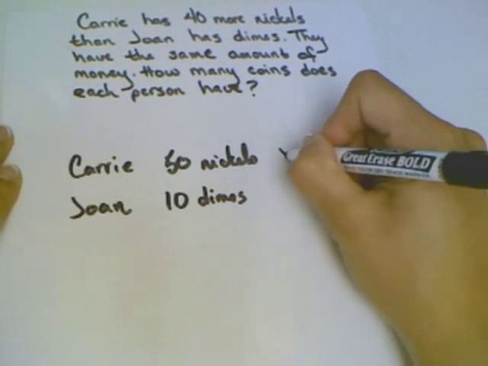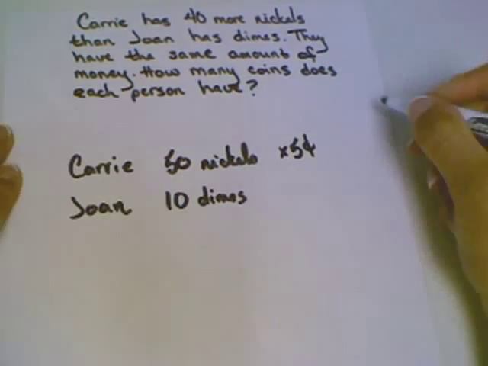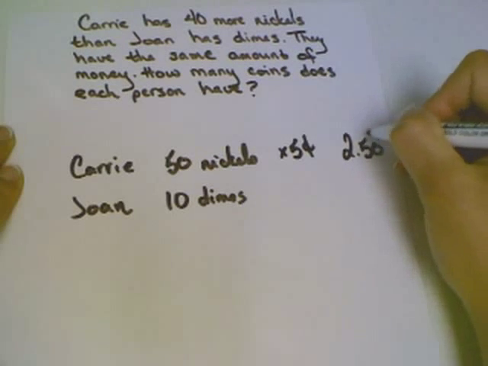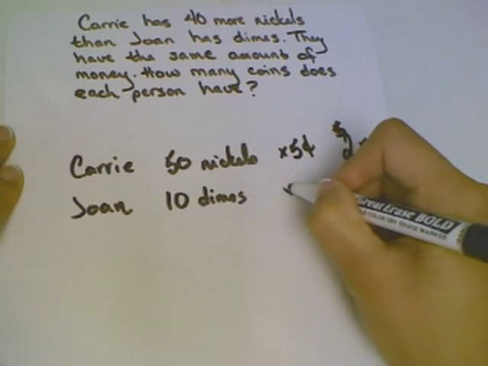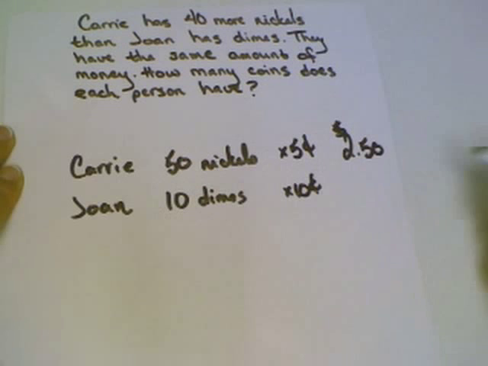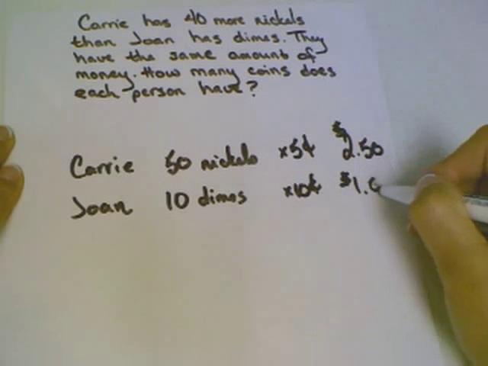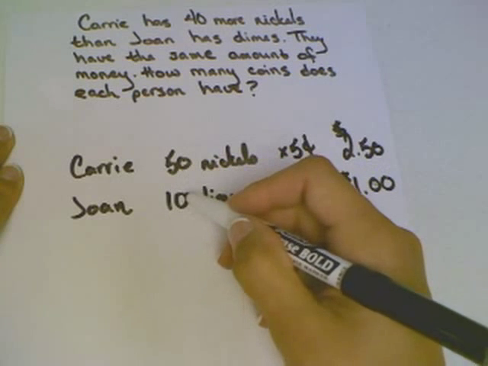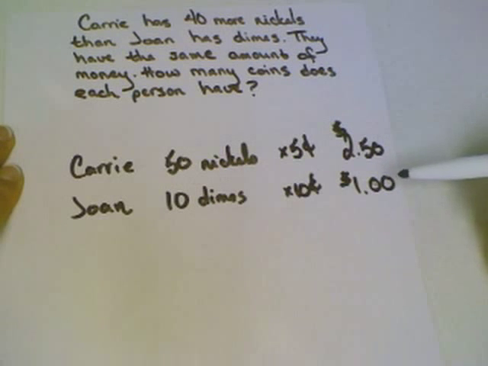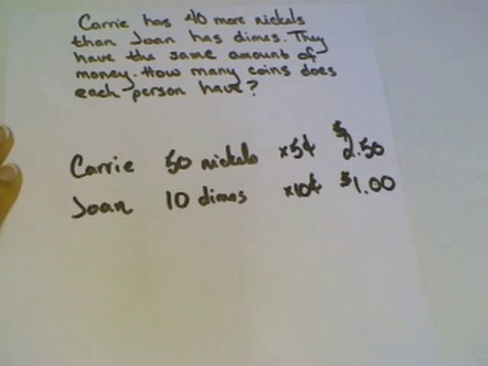And Carrie, if she has 50 nickels, if they're 5 cents each, that means that she has $2.50. But Joan, if she only has 10 dimes, they're worth 10 cents each. So Joan only has $1. So while Carrie has 40 more, their money isn't the same. So 50 and 10 clearly aren't the answer, and I need another way.